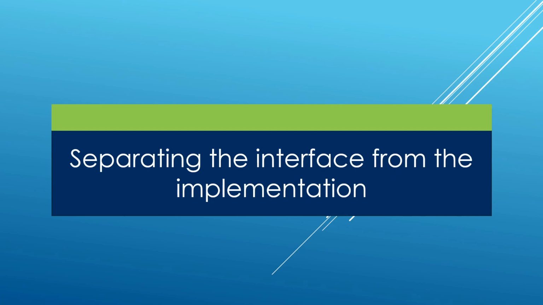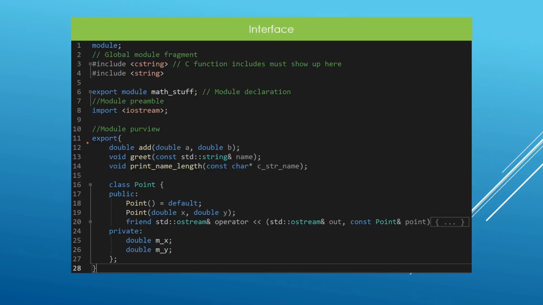In this video, we are going to see how we can separate the interface from the implementation. And we will be doing this in the same interface file. Let's look at the code because that's how it's going to be easy to see. Here we have a module file doing what we have been doing all along. We have our module thing, we have our declaration down here, and we have our module purview.